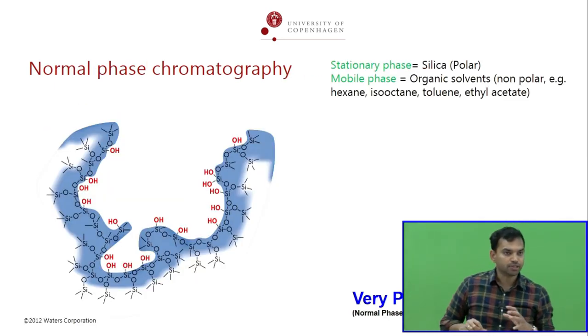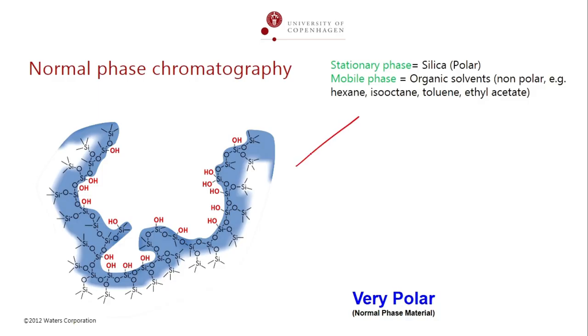In normal phase chromatography, this is the column. The column is filled with a powder, a very fine powder, and that powder is made up of silica. Okay, very cheap actually, but it's high quality silica.